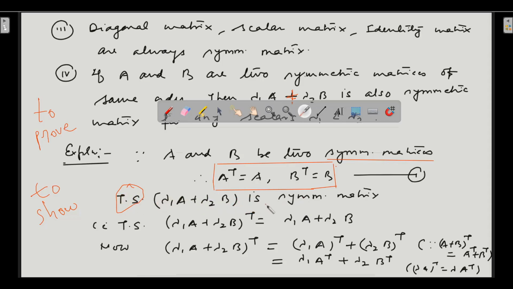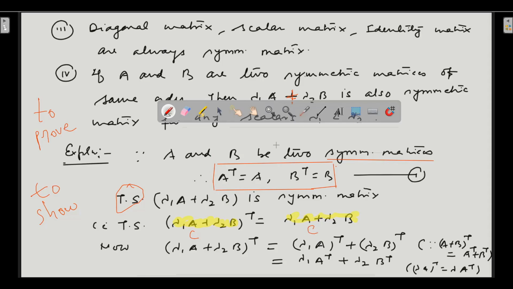So to show that this particular thing is a symmetric matrix, we have to show that λ₁A plus λ₂B whole transpose is equal to λ₁A plus λ₂B. This condition is satisfied by symmetric matrices, and we have to show that this is a symmetric matrix, so this condition must also be satisfied by this expression. If we want to show it is symmetric, we need to show that its transpose is equal to the matrix itself. This is one complete matrix now. You can name it capital C. So capital C transpose is equal to C. So you have to prove this.